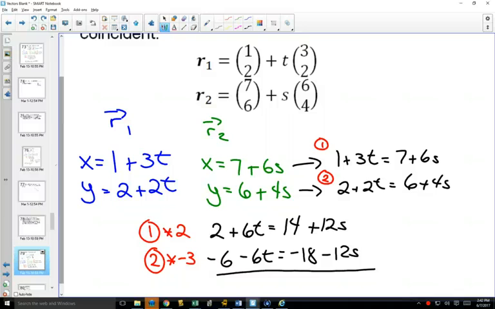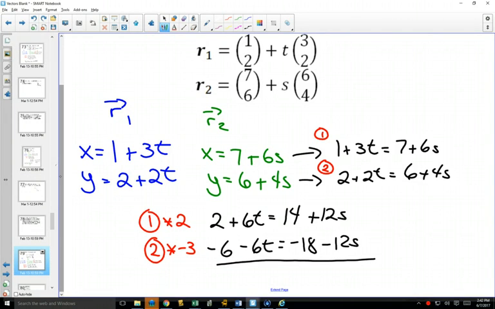And since we already knew that it was parallel based on the direction vectors, it's not surprising that both our t's and s's are going to get eliminated. But this time, 2 plus a negative 6 is negative 4. 14 plus a negative 18 is negative 4. I get the statement that negative 4 is equal to negative 4. And because of that, which is always true, we can say that these two lines are exactly the same, because it's always true.